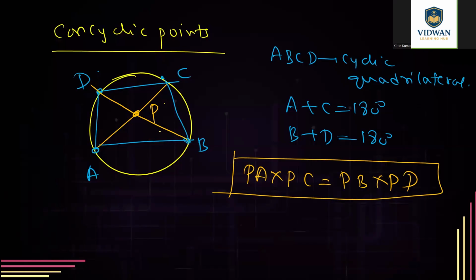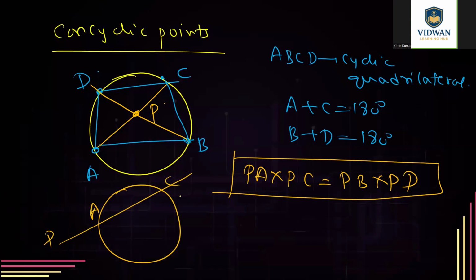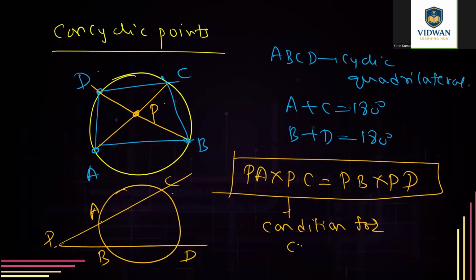And in case they are not chords, but secants, for example, you consider the secant PAC here and PBD here. Here also, the product of the segments of this secant, PA into PC, is equal to the product of segments of the other secant, PB into PD. So this is the condition for concyclic points. You can remember this condition for concyclic points.